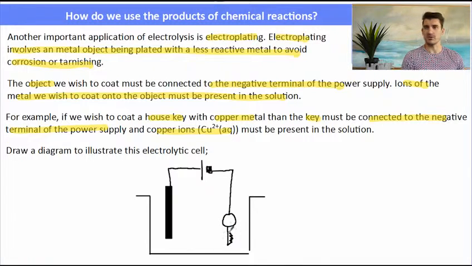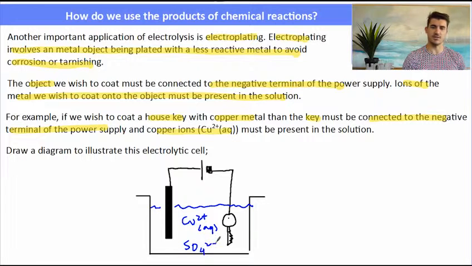This is the exact process that they use for silverware. So if your parents have some nice silver-coated silverware, this is what they would have done. They would have connected the knife or the fork up to an electrolytic cell, silver ions in the solution, and then that would have plated the silver onto the cutlery.